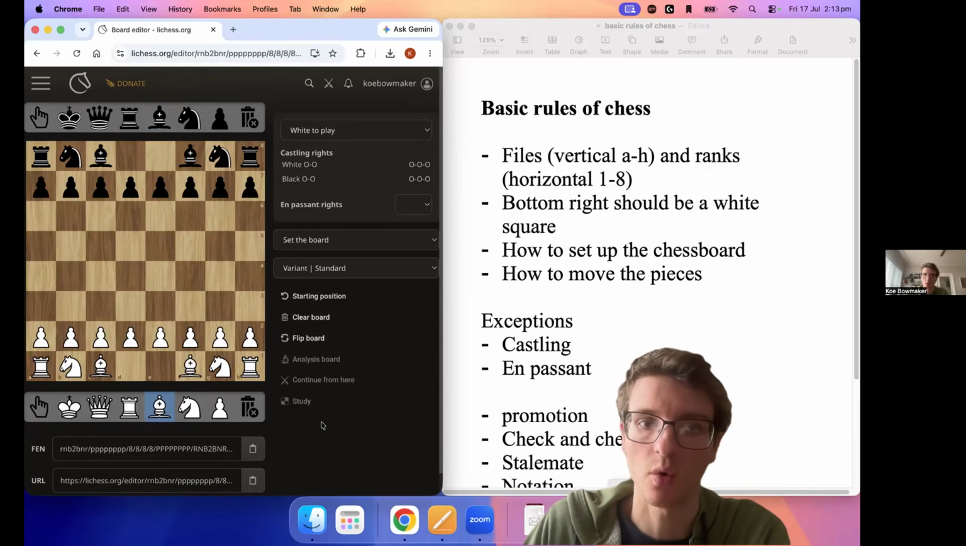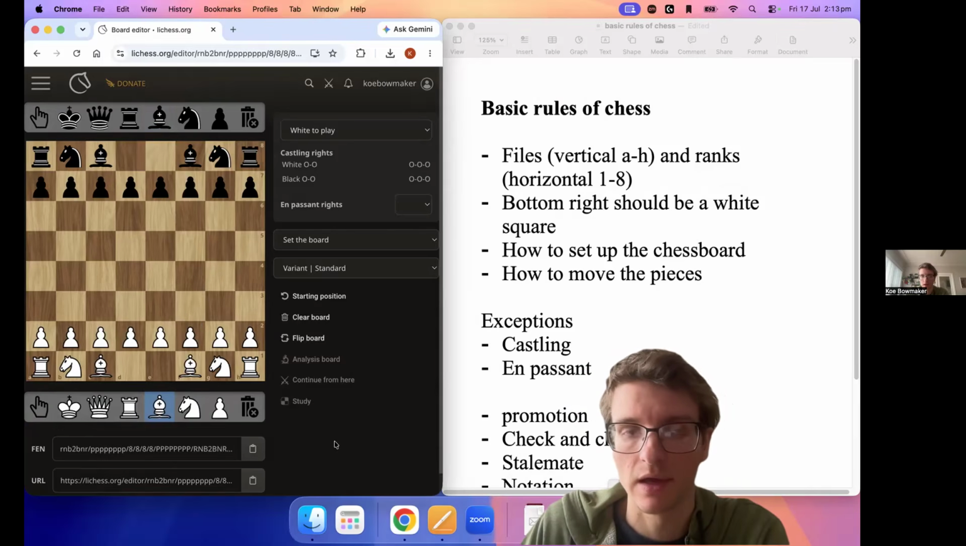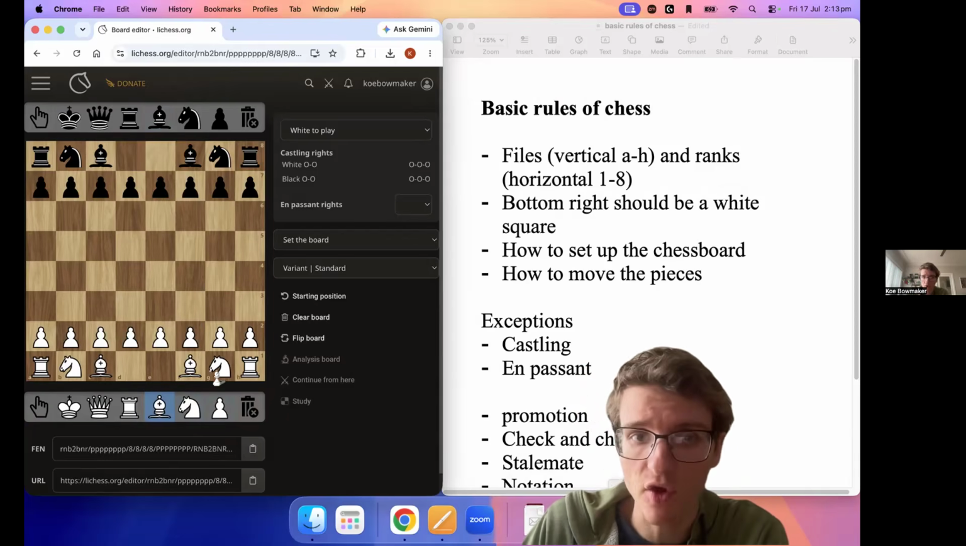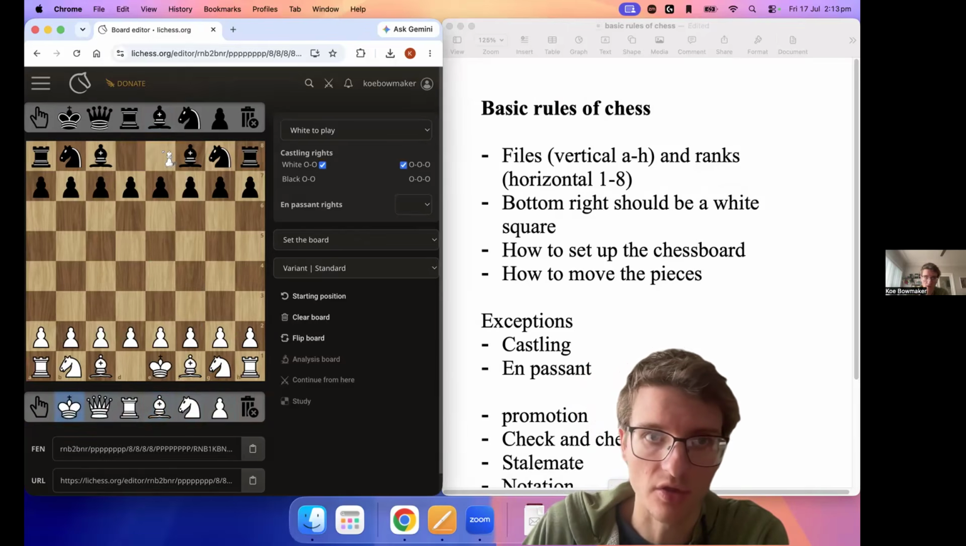So with the king and the queen, this is something that people get mixed up a lot. They will put the king and the queen on the wrong square. So if you have the letters and numbers, the kings are always going to go on the E file and the queens will always go on the D file.